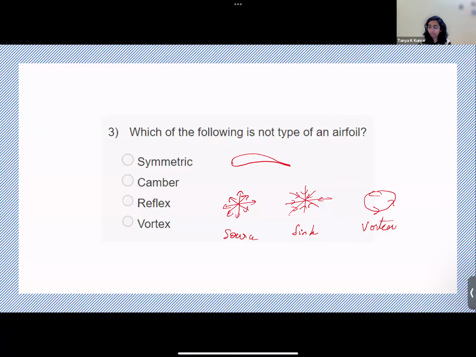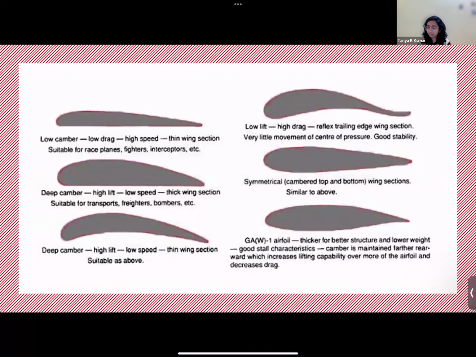Okay, so we'll look at the various types of airfoils that are there. The one that we've been discussing constantly is the symmetric airfoil, where the camber above and below is the same. So the curvature above and below the airfoil is the same. Then comes the cambered airfoil. There are several types of cambered airfoils, Satvik. The first one is the low camber, where the upper surface has a slight curvature and the bottom is flat.